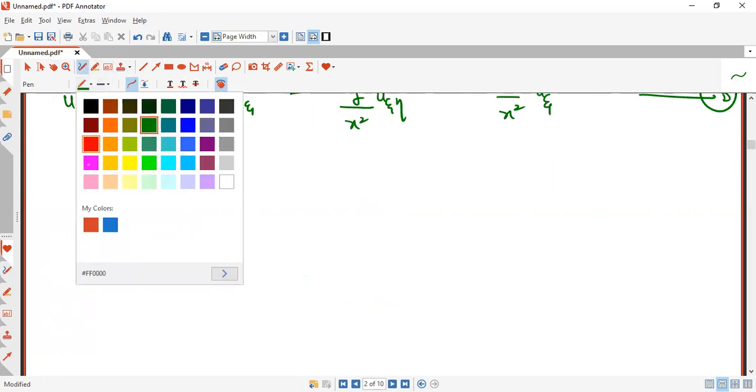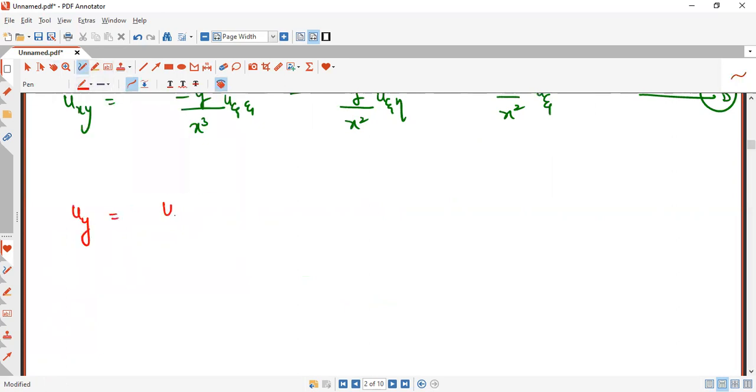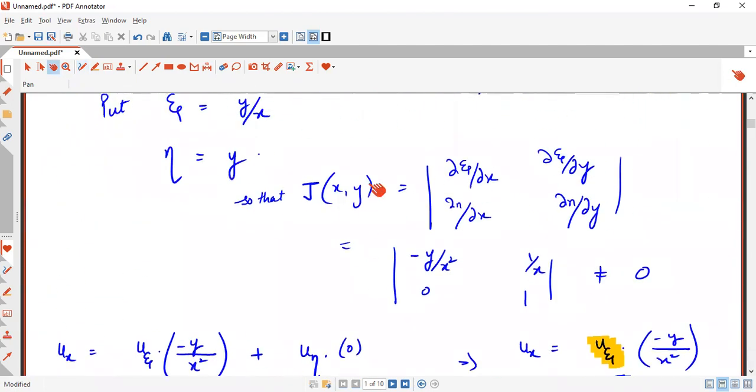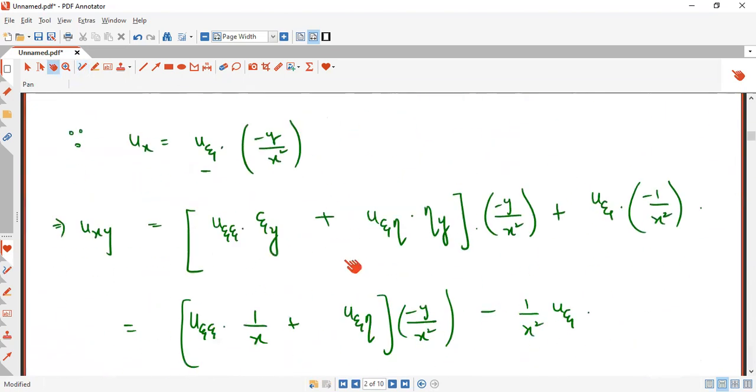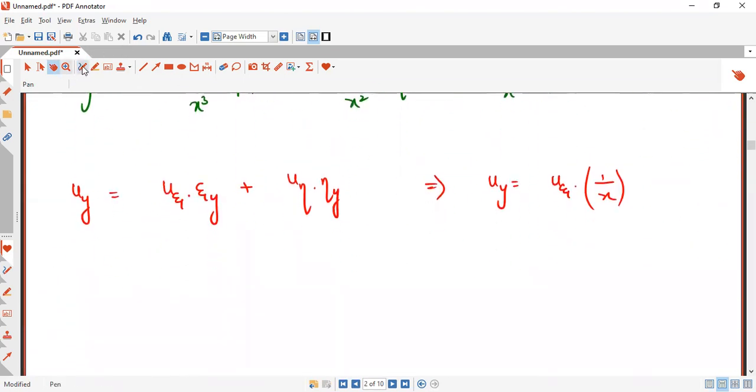Now I have to find uyy. First uy. I know u xi into xi y plus u eta into eta y. xi y is 1 upon x, because it was y upon x. Right? Then u eta into eta y. u eta as it is, eta y is 1. Right? Now I have to differentiate it with respect to y again.